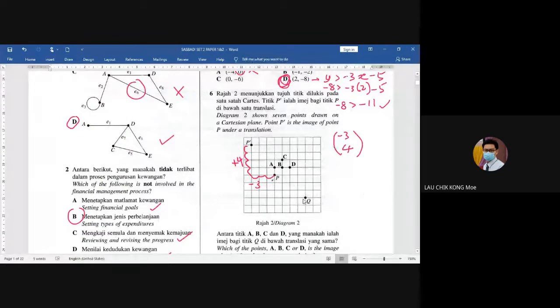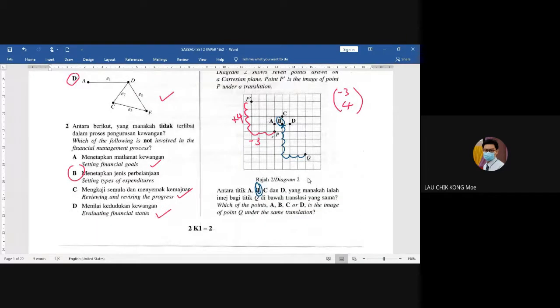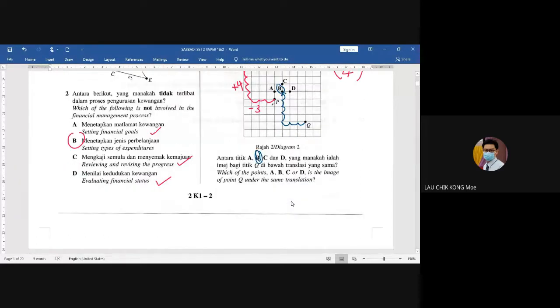Okay. Q: 1, 2, 3, negative 3 going to the left 3 units, and 4: 1, 2, 3, 4. Okay, so the answer should be B. So answer should be B lah. Okay. For number 6, that is a translation negative 3, 4. And then question number 7.